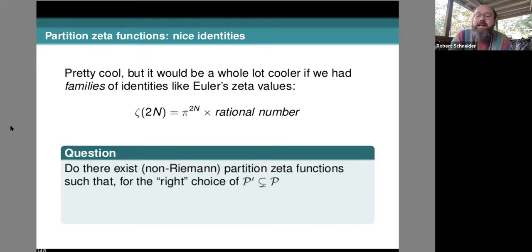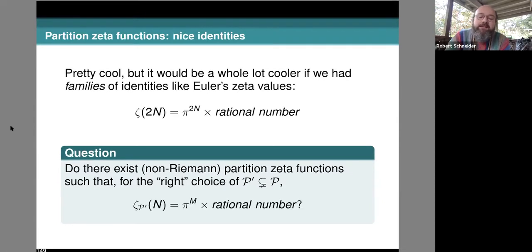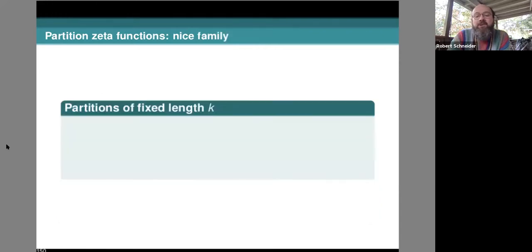So a question that one might ask then is, are there cases of partition zeta functions that are like this? So that for the right choice of the subset P prime, we actually get something like this. The partition zeta function, with argument n, some integer, is equal to pi to some integer power times a rational number, just like the Eulerian cases. That would be really nice. And of course, we do have those. That's why I'm making a big deal about it.